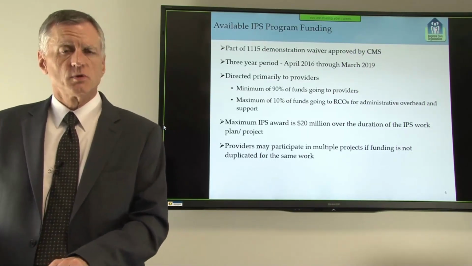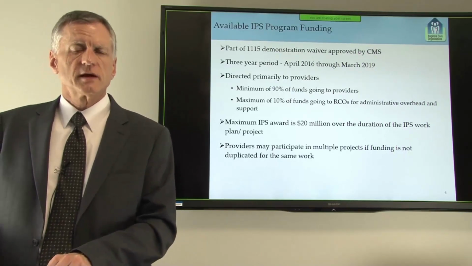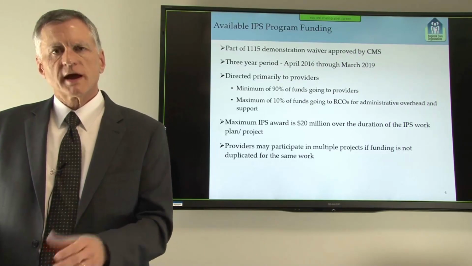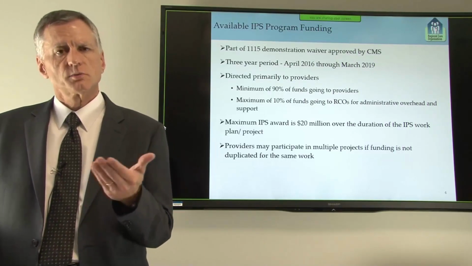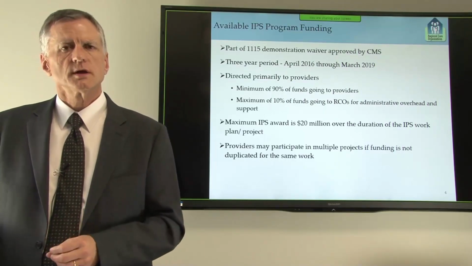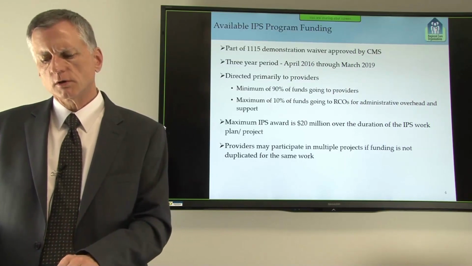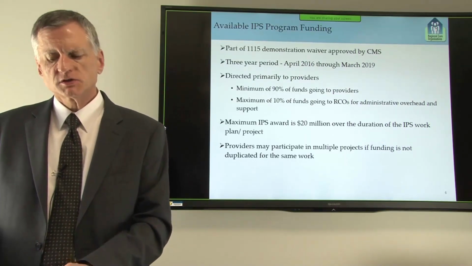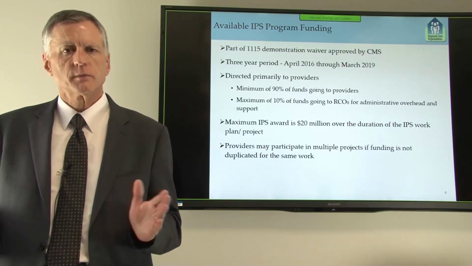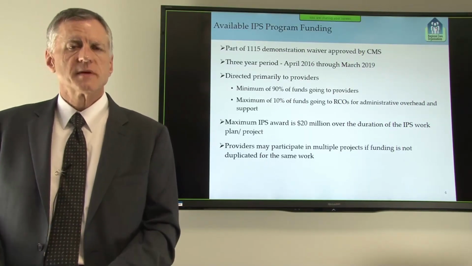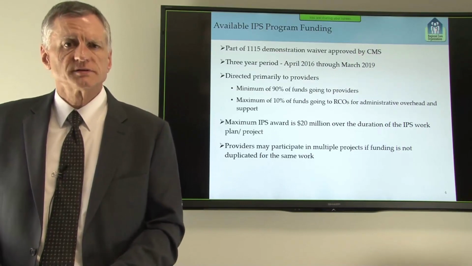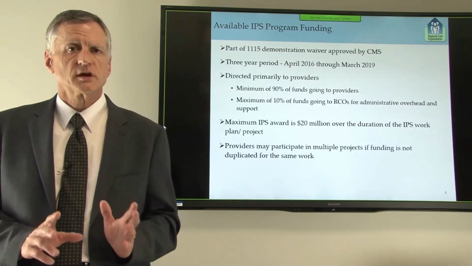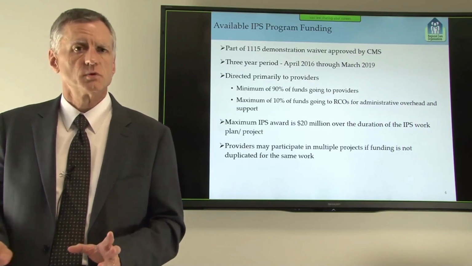Obviously, providers too will have requirements that they will have to meet associated with IPS. So 90% of the funding through IPS goes to providers, up to 10% can go to the RCOs. The maximum IPS award is $20 million over the time period of the plan. That's the maximum. There may be plans, obviously, that could be done for much less than that for specific interventions, depending on what the intervention was.